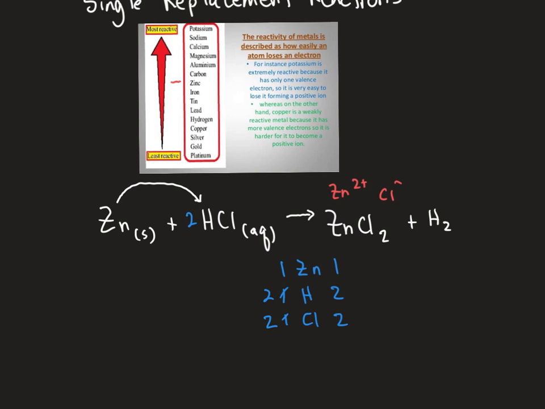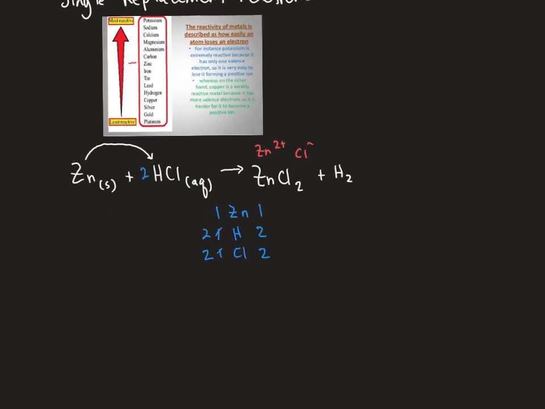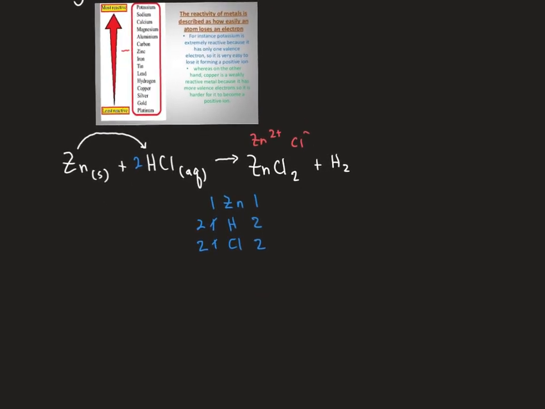Let's look at one that possibly will not take place. And the one that I use most often is the reaction of an acid plus gold, for example. So we'll take gold, Au, which is solid, and we're going to react it with sulfuric acid, H2SO4. And let's see if this reaction takes place.